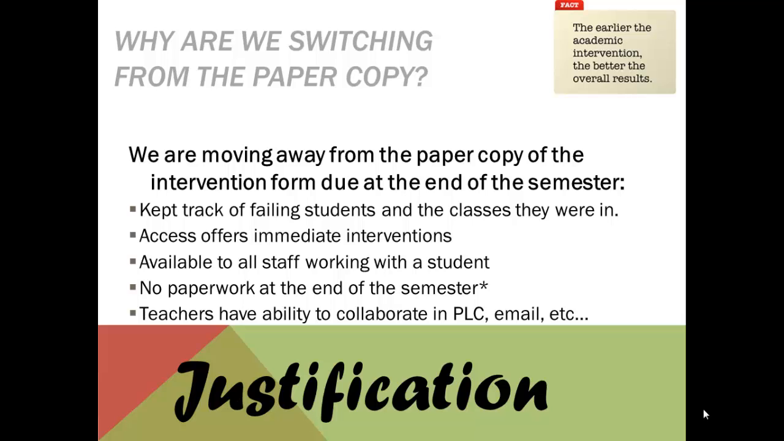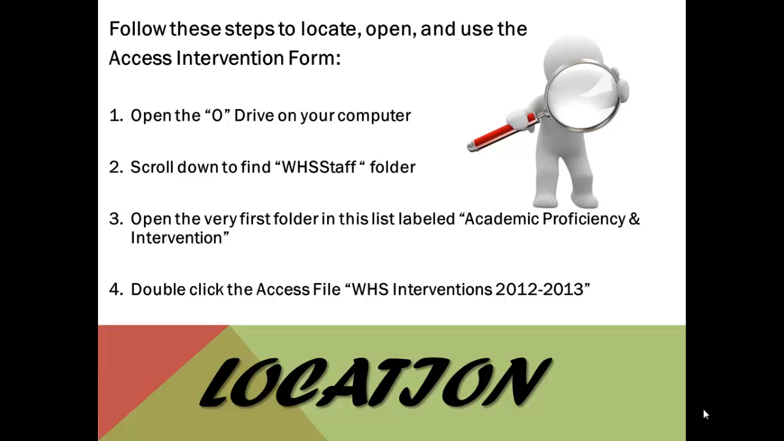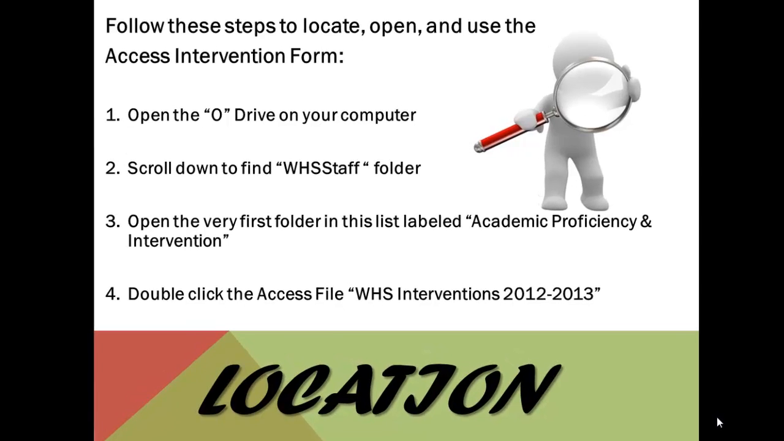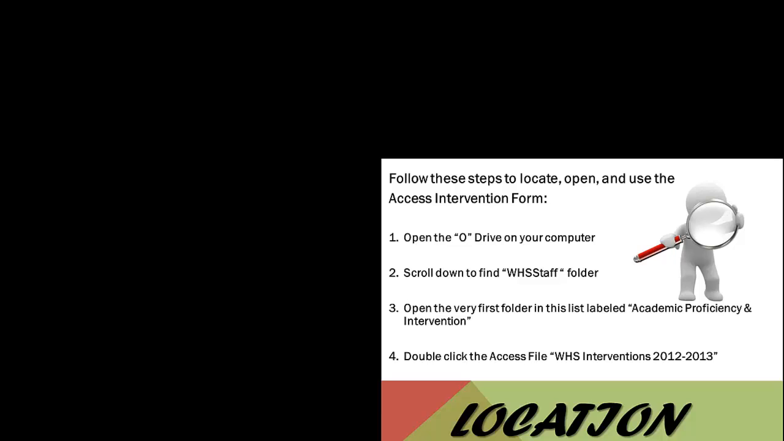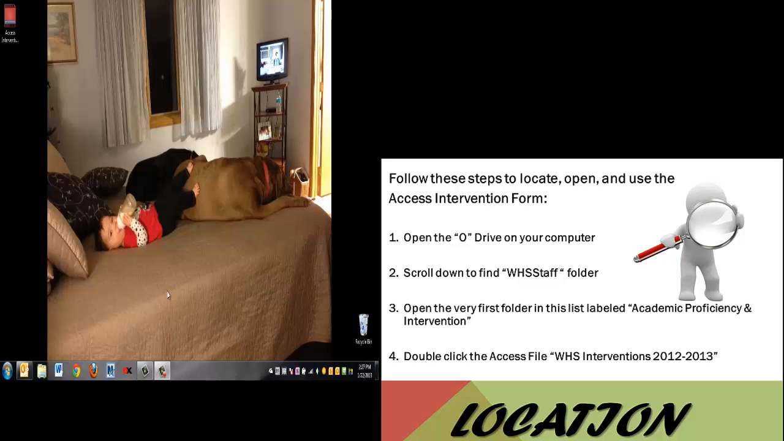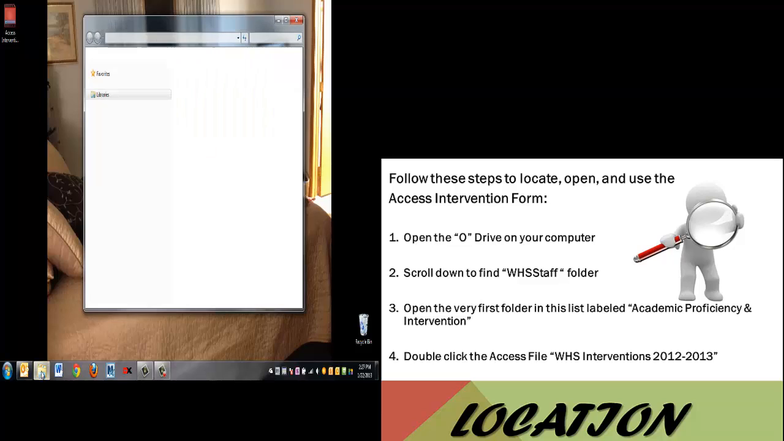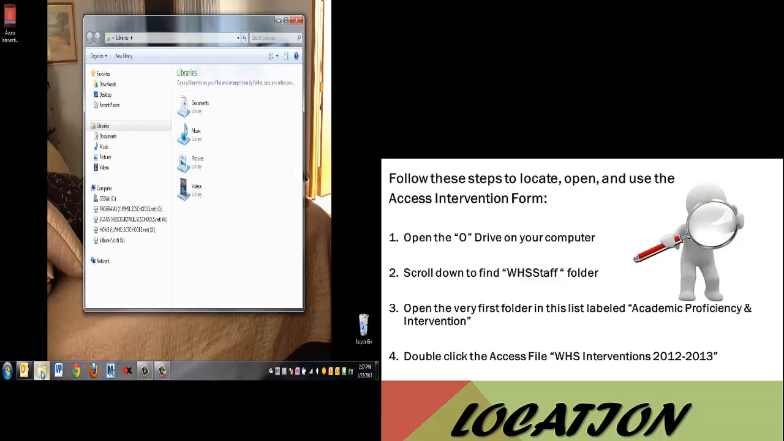So there's our justification. The next thing is locating the Access form. At this point, you should see the PowerPoint slip off to the right of your screen and what I'm doing on my own computer off to the left, so that I'm going to work through this as you take a look at the PowerPoint, and both will be running at the same time so you can see the PowerPoint, the steps I'm taking, and what I'm doing on my own computer.